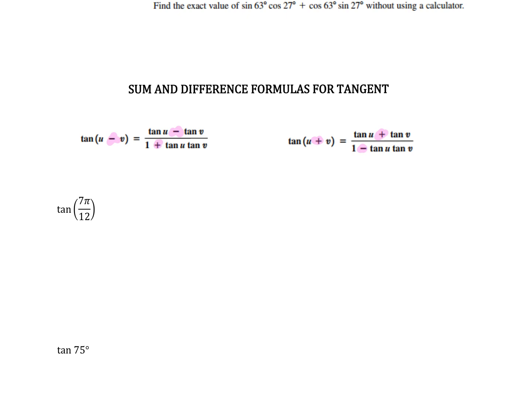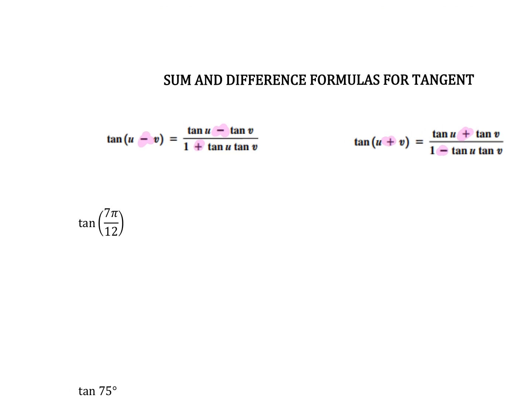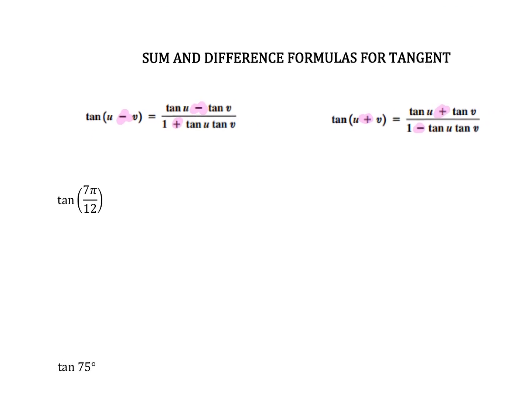Sum and difference formulas for tangent. What page are we on? We're on page 14. This is the sum and difference formulas for tangent. So we are going to plug in similarly to what we did with our sines and cosines. But if you notice, our formulas are a little bit different here, right?